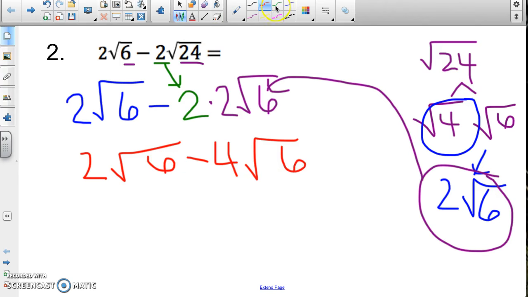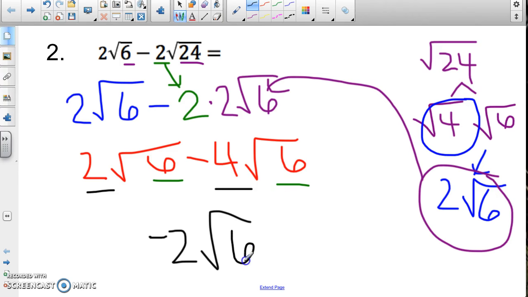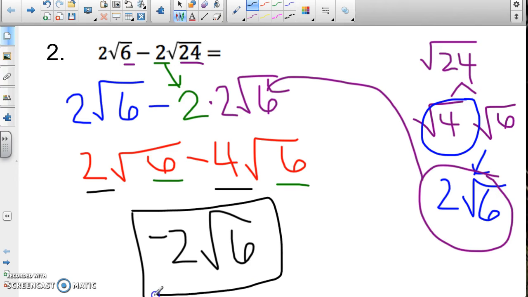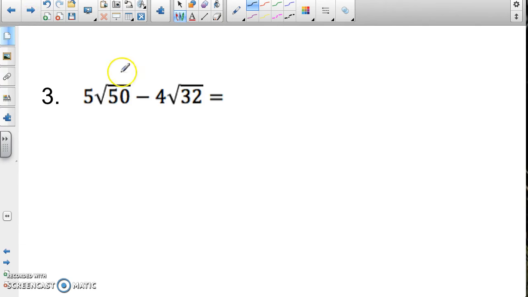Now, if you noticed, we have like terms. We have our radicands that are the same, both 6s. So now what we can do is just combine the outside numbers. So we really have 2 minus 4. So 2 minus 4 would give us a negative 2. And then we're going to bring down that radical 6. And our final answer is negative 2 radical 6. I could box that in because that is done. Okay, moving on to number 3.